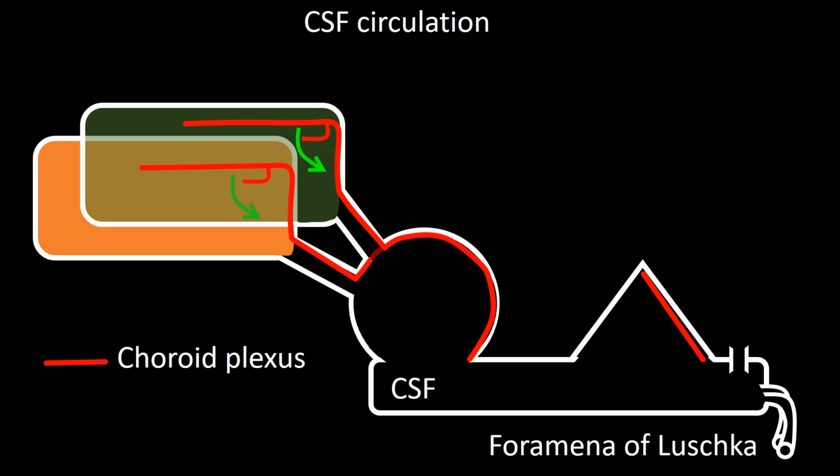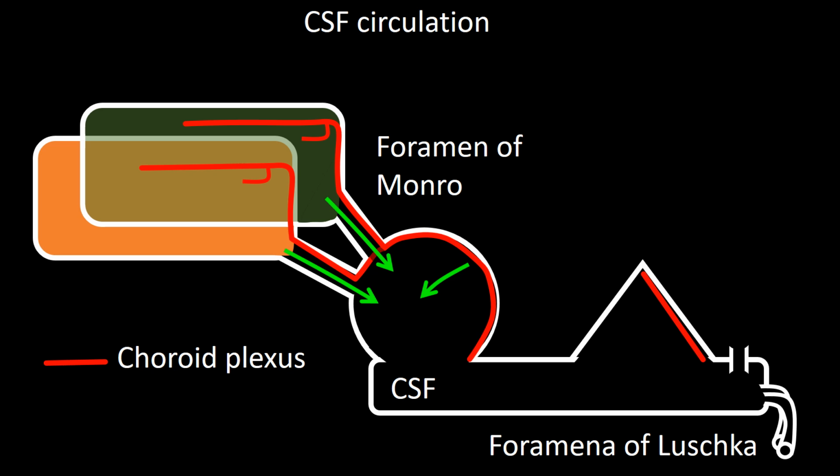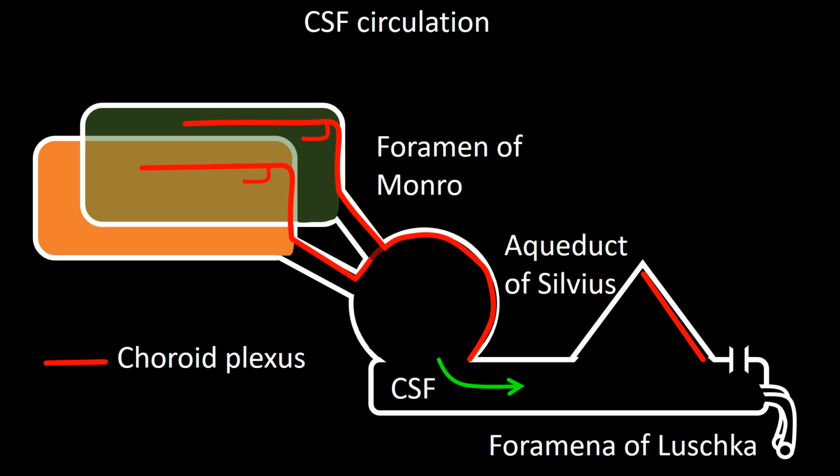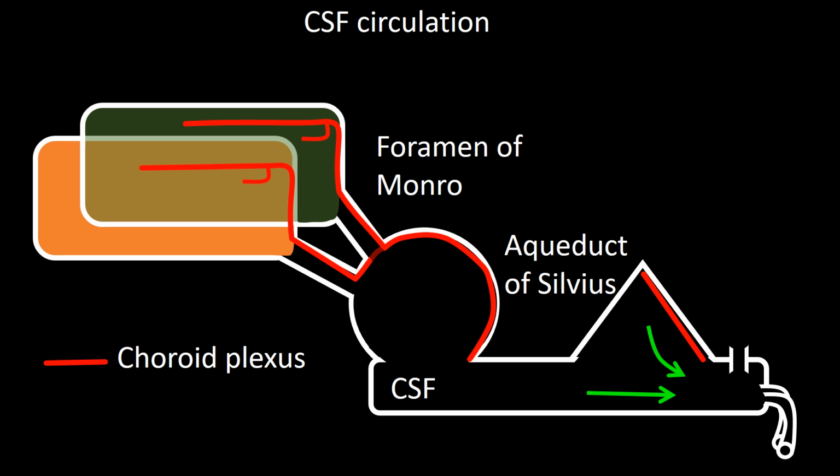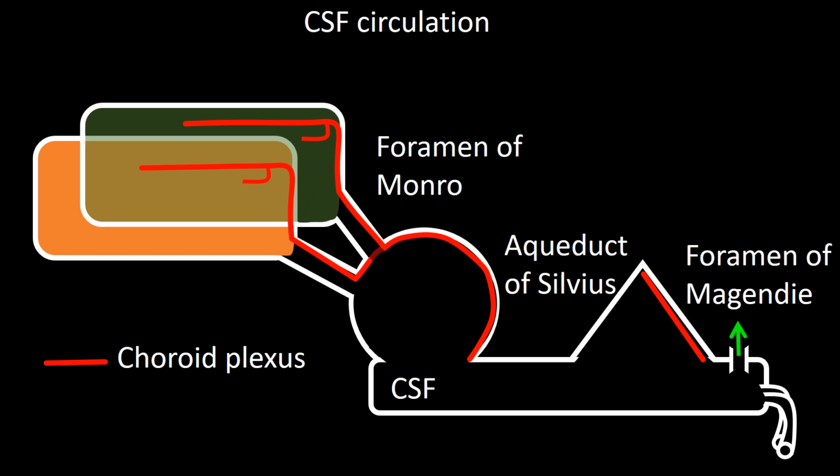The CSF produced in the lateral ventricles goes through the foramina of Monro to the third ventricle, where it joins the CSF produced by the choroid plexus of the third ventricle and a minimal amount of CSF produced at the foramen of Monro. Here it goes through the aqueduct of Sylvius, which is a mesencephalic conduit that corresponds to the midbrain, as we have previously seen, and joins the CSF produced in the fourth ventricle, exiting the ventricular compartment by way of the foramen of Magendie and the foramina of Luschka.